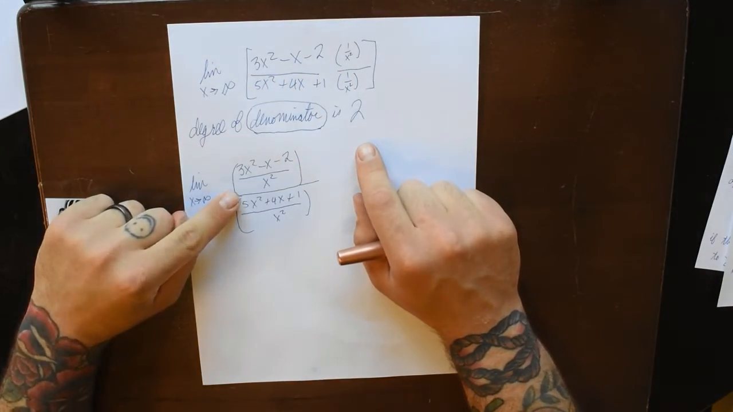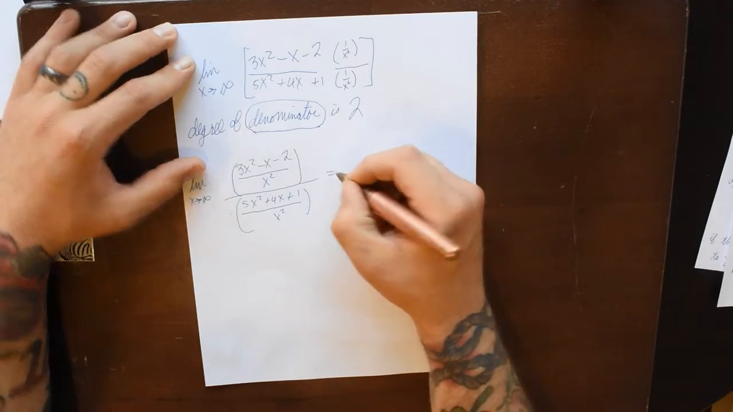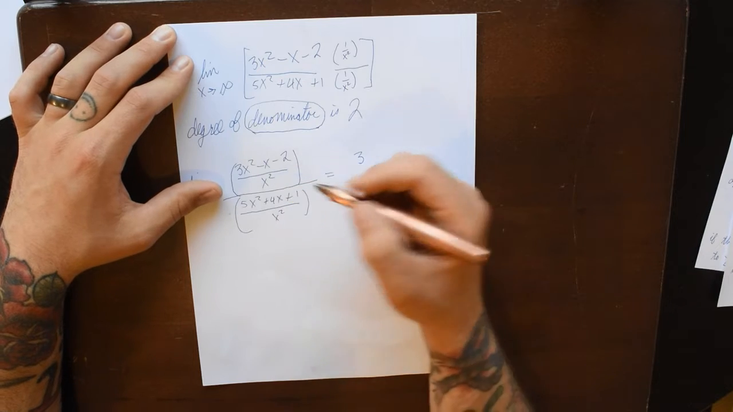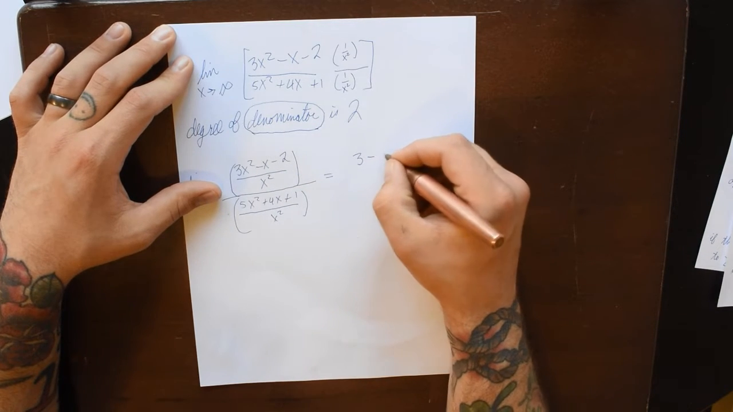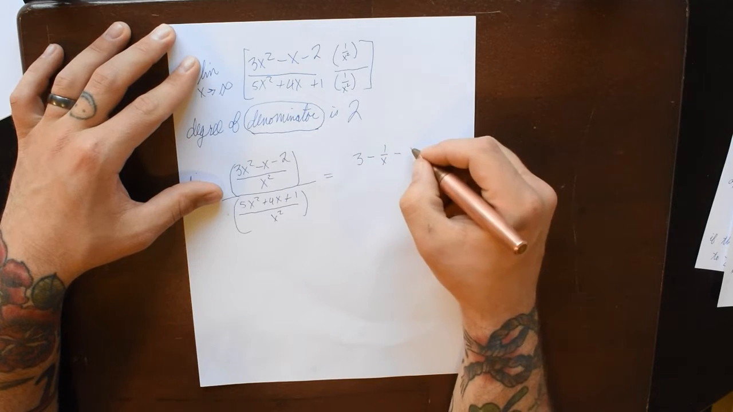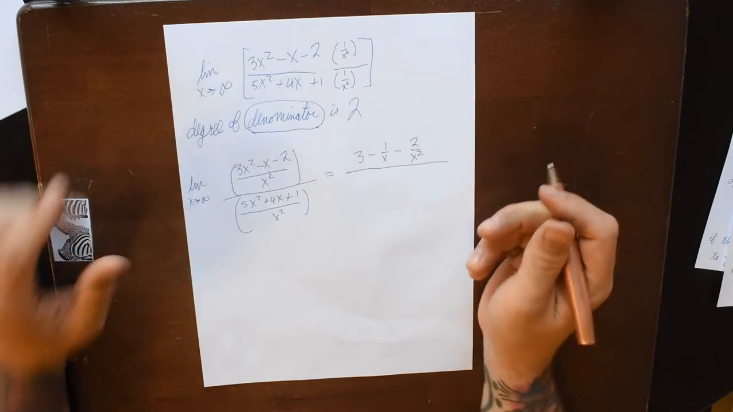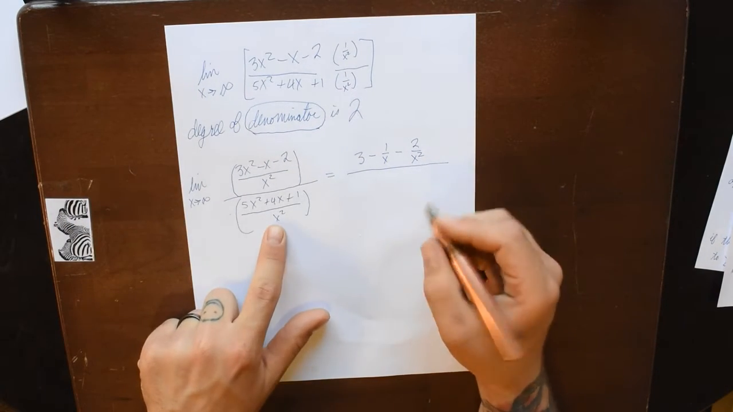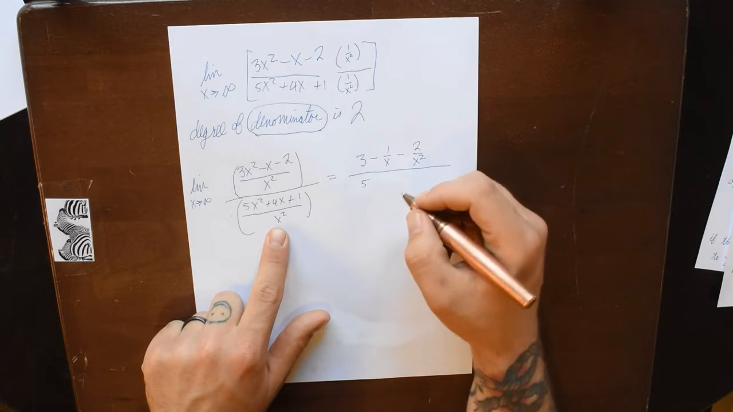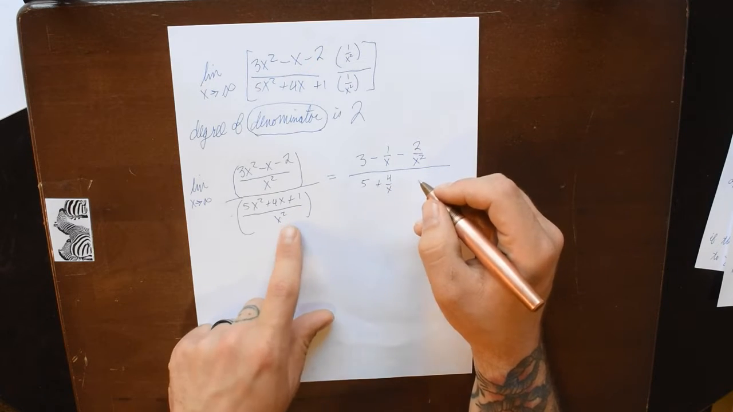Let's simplify this thing. Well, 3x squared divided by x squared simplifies to 3. Negative x divided by x squared is equal to minus 1 over x. And then we have a minus 2 over x squared. In our denominator, we have 5x squared divided by x squared, which gives us a 5. We have a 4x divided by x squared, which gives us a plus 4 over x. And we have a plus 1 over x squared.